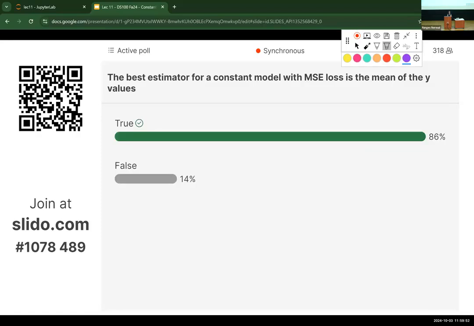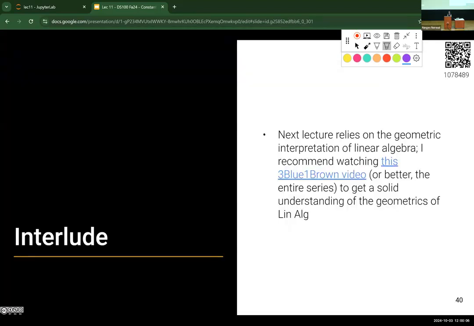The answer is yes. That's what we have been talking about the past 15 minutes. So when we have a constant model with MSE, the optimum theta 0 hat value is actually the average of Y's.